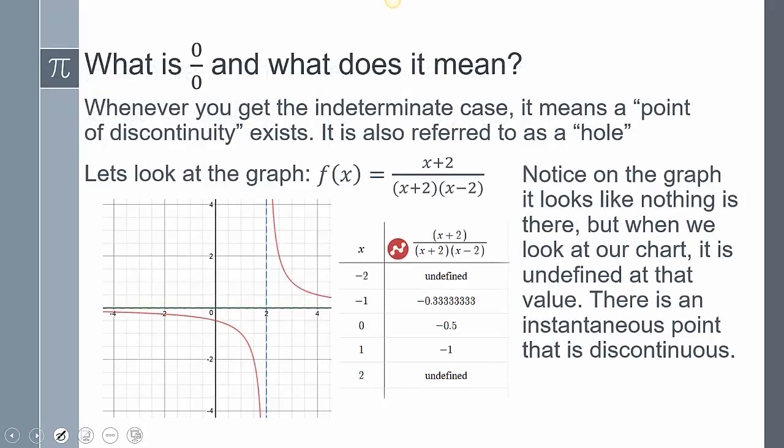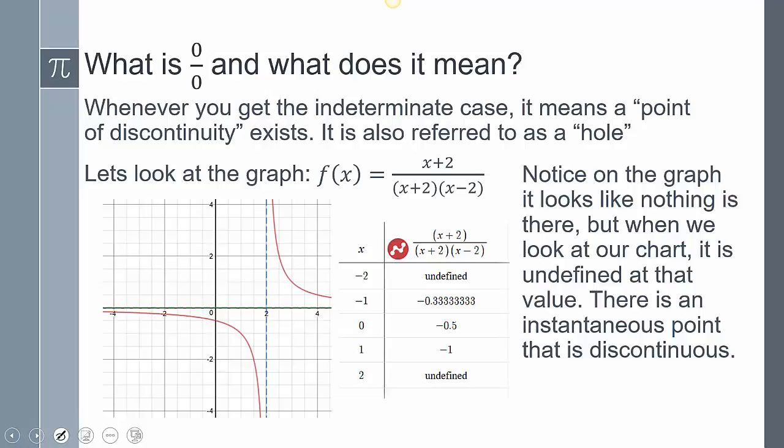So now let's spend some time going over this 0 over 0 and taking a look at what it actually means. Now, whenever you get that indeterminate case, it means a point of discontinuity. And another common reference is we call it a hole.